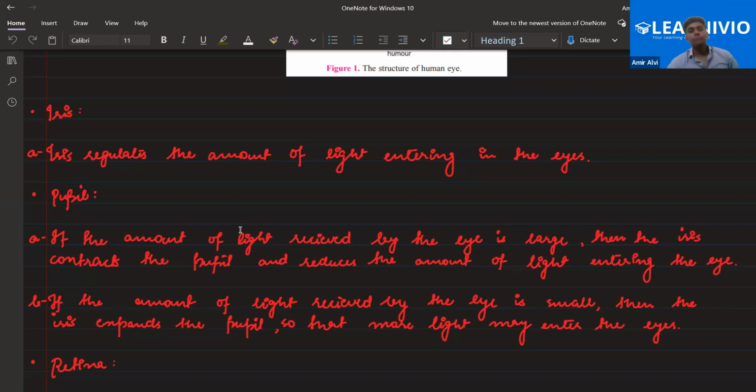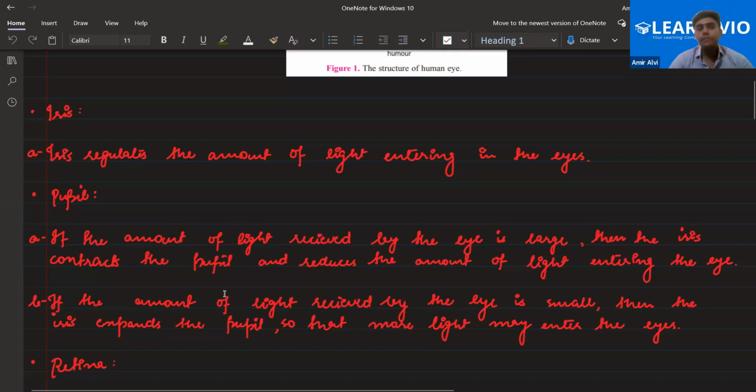Okay, no problem. So the iris helps to regulate the amount of light. It basically tells how much light should enter into the eye without affecting the retina or the different parts of the eye, without harming them.